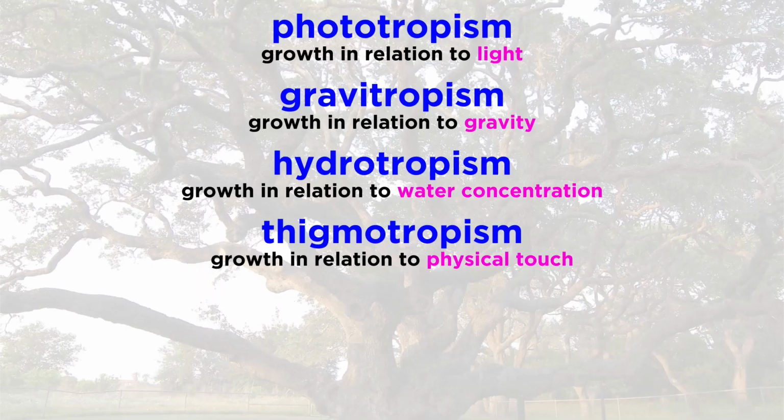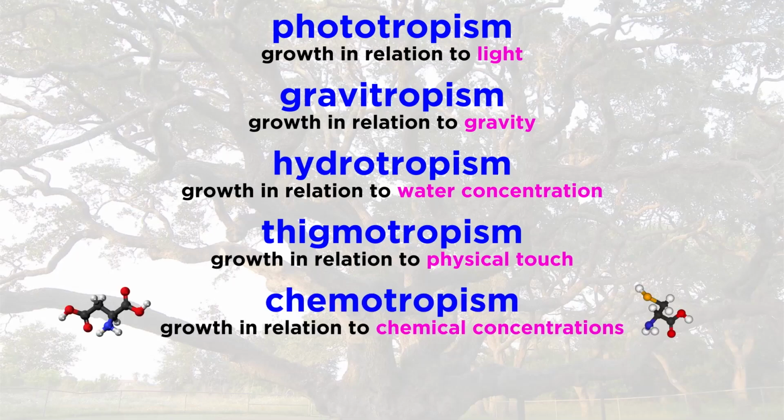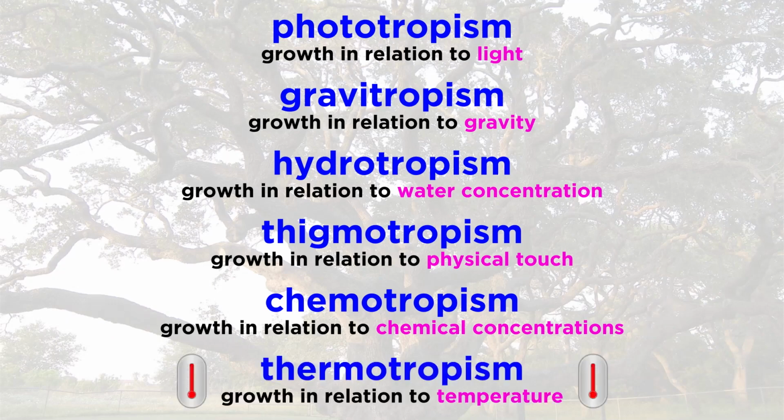We are probably getting the basic idea of how tropisms work. Chemotropism is growth in relation to concentrations of certain chemicals. Thermotropism is growth in response to temperature. Each of these tropisms we mentioned is important in maximizing the survival and therefore reproductive success of a plant.